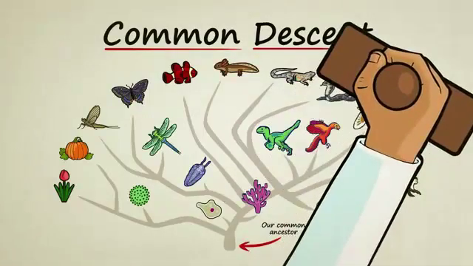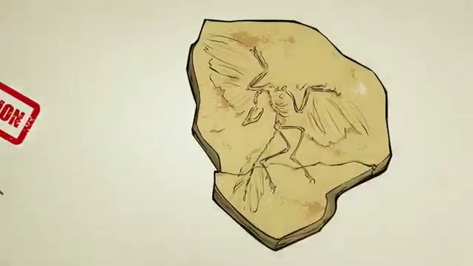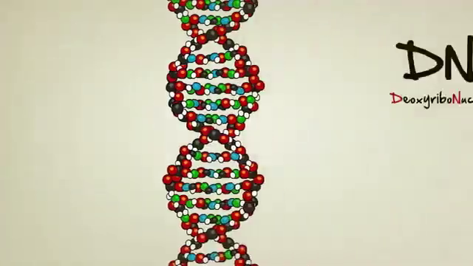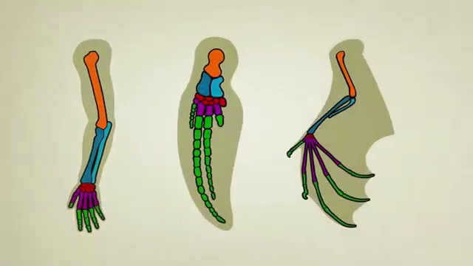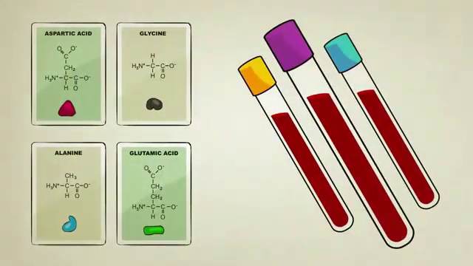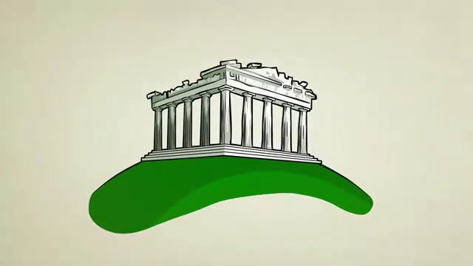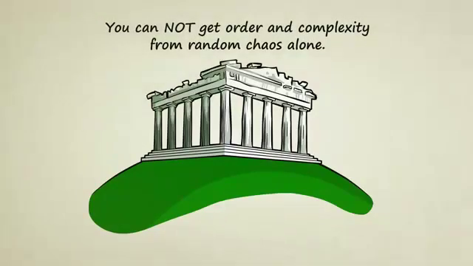Instead, common descent is a conclusion based on a massive collection of facts. Facts found independently in the study of fossils, genetics, comparative anatomy, mathematics, biochemistry, and species distribution. Because the evidence for common descent is so overwhelming, the concept has been around since ancient times. In the past, however, it was rejected by many philosophers and scientists for one main reason. You cannot get order and complexity from random chaos alone.